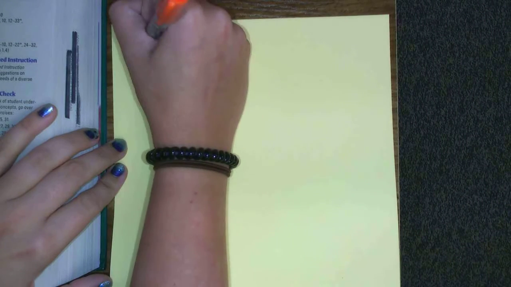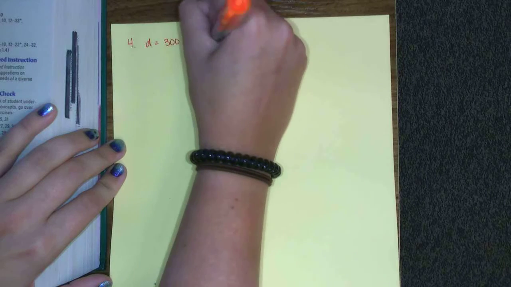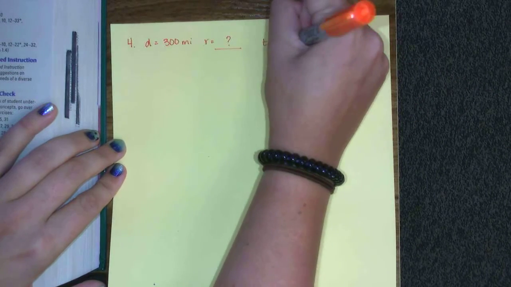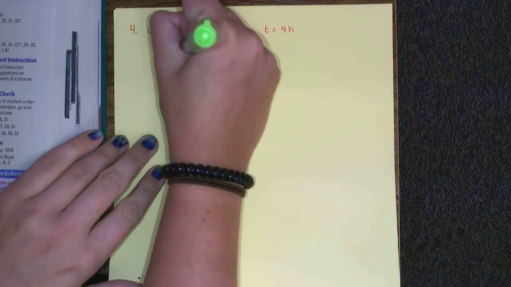Using the formula D is equal to RT for distance traveled to solve for the missing variable. This is on page 37 if you need the page number. Number 4, D is equal to 300 miles. R is equal to, we don't know, that's what we want to solve for. And T is equal to 4 hours. Alright, so these ones, pretty simple. You just set them up. And it tells us the formula is D is equal to RT.